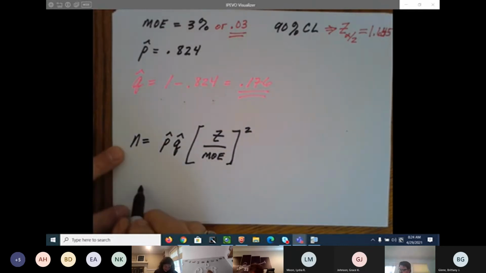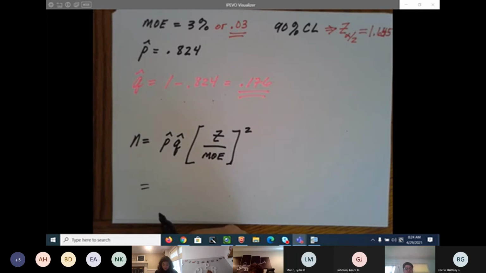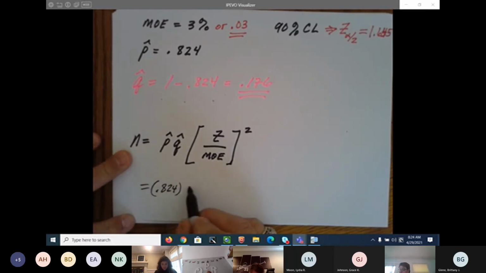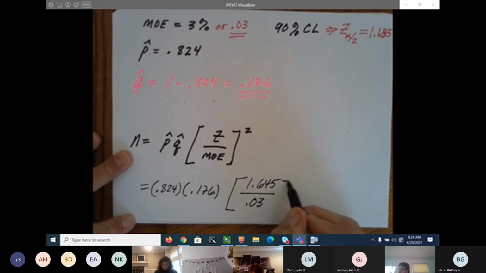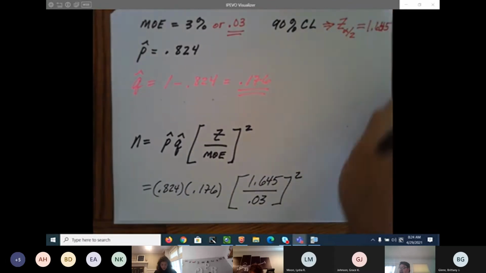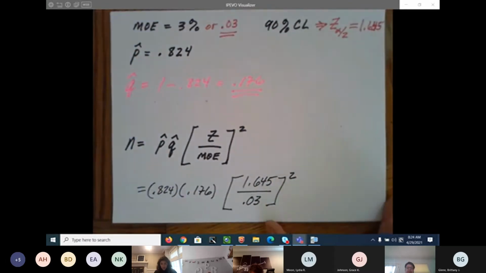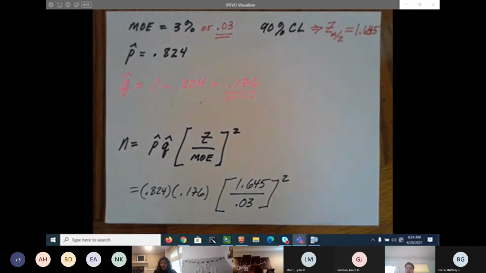All right, so n equals 0.824 times 0.176 over 1.645 divided by 0.03 raised to the 2nd power. Now, do you think people will mess this up? Oh, hell to the yeah. Okay? Why? Because they don't know how to type it in.